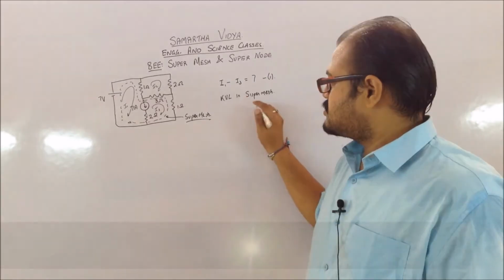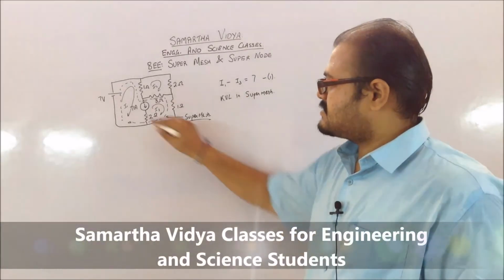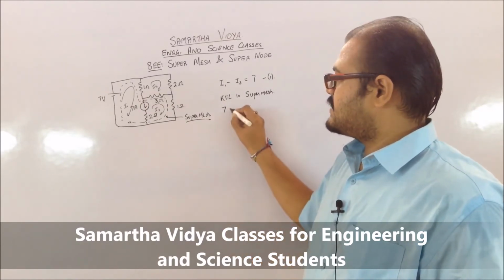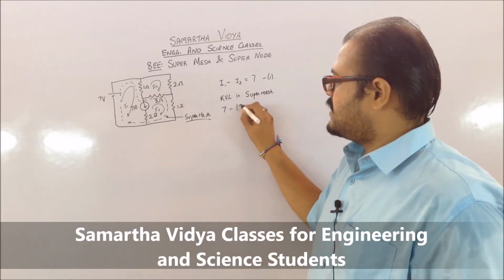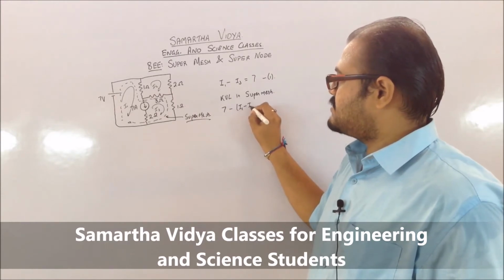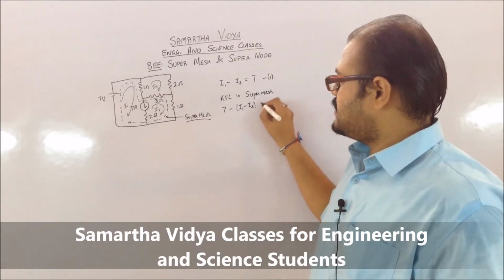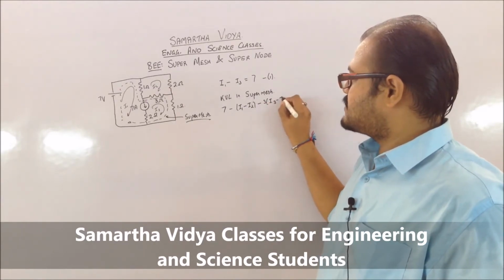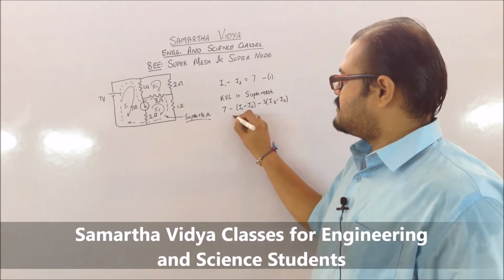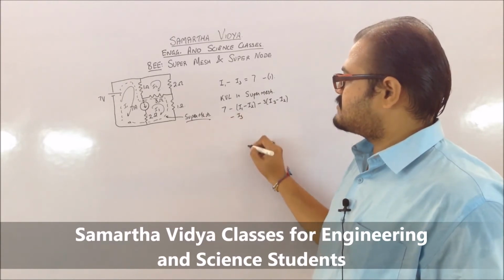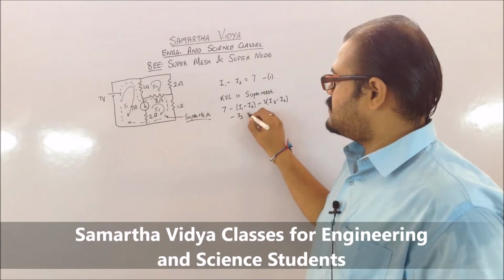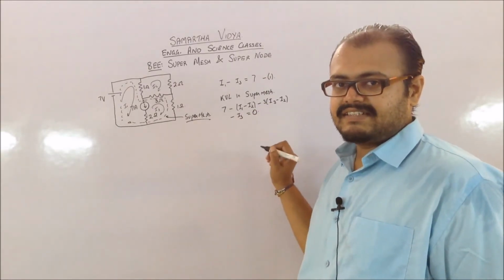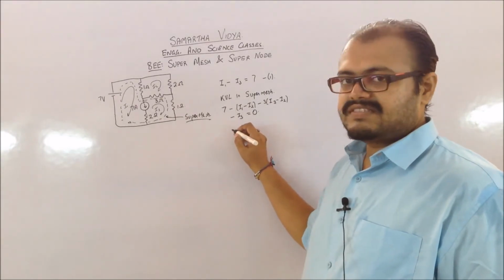in the super mesh. You will be getting the equation as: you will have the 7 over here because of the voltage source, then minus of I1 minus I2, then minus 3 I3 minus I2, then minus I3, and this is going to be equal to 0. So this is from your super mesh. Rearranging the terms, you will be getting the second equation.